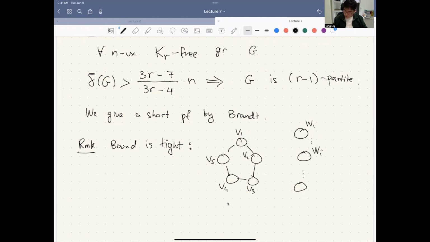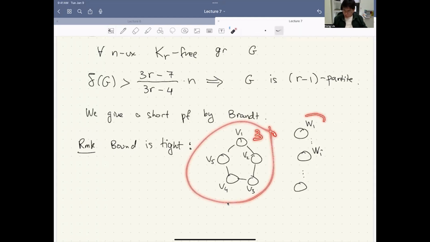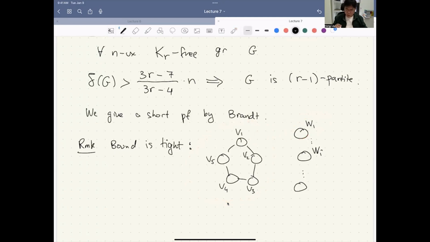Wi. How many parts are we going to add? If you don't have anything, this is K3 free. K4 free, add one more part. So K_R free, we add R minus 3 parts. We're going to make them completely joined to each other. And between them, you have all the edges going in between. Okay.